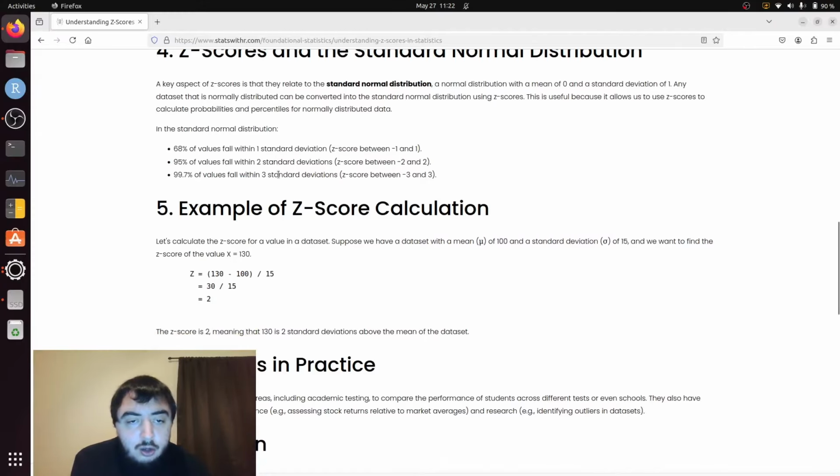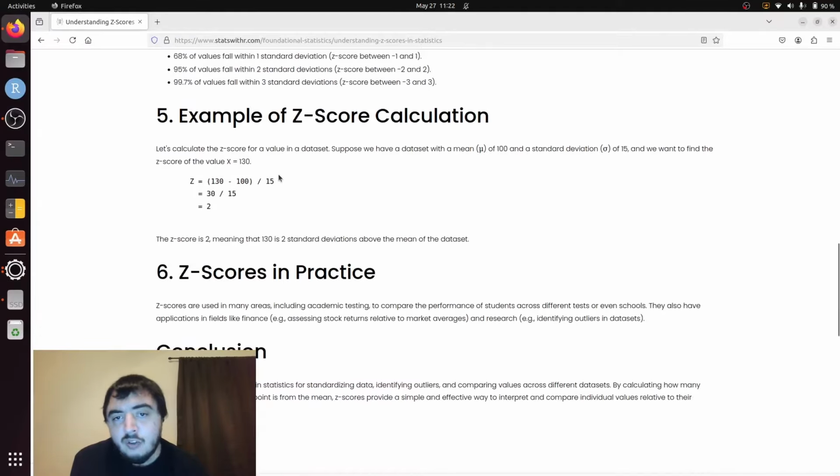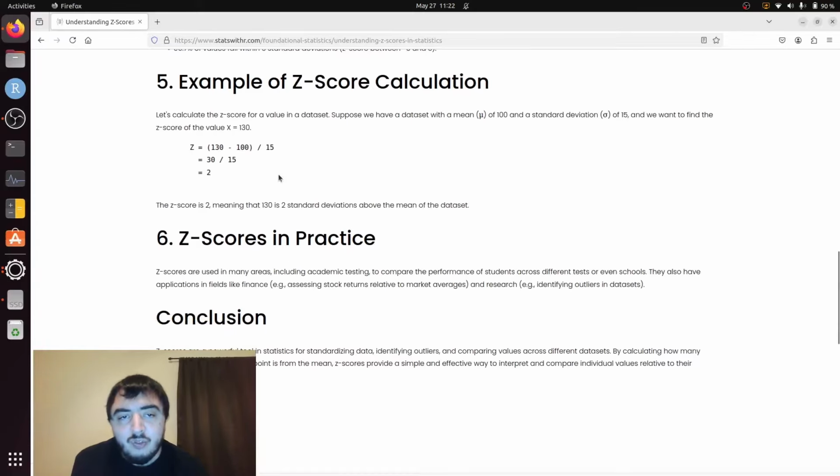Okay, so I picked this example because it's an example of an IQ test. IQ tests are made to have a mean of 100 and a standard deviation of 15. So if you got an IQ score of 130, you would do 130 minus 100, which would be 30, and divide that by 15, and you'd get a Z-score of 2. And that would mean that it's 2 standard deviations above the mean of the data set, and quite high in percentile.